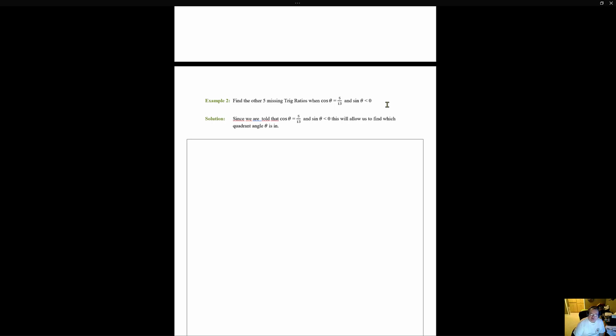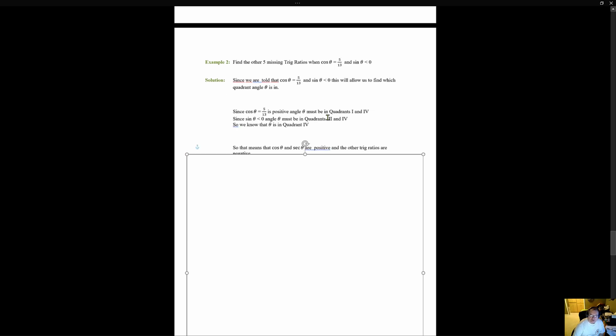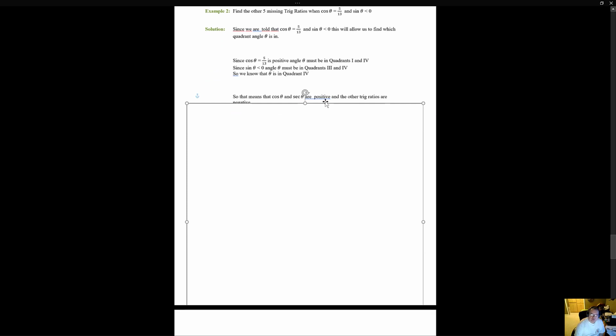Well, since the cosine is a positive number, 5/13, doesn't that make the angles where theta has to live the first quadrant or the fourth? And since the sine of theta is negative, and it's only negative in the third and fourth, the only place where both of those things are true is in our fourth quadrant. So, solved a little puzzle there. We now know it's the fourth quadrant, which tells me that the cosine and the secant, that's its reciprocal, are positive and the other guys are negative.